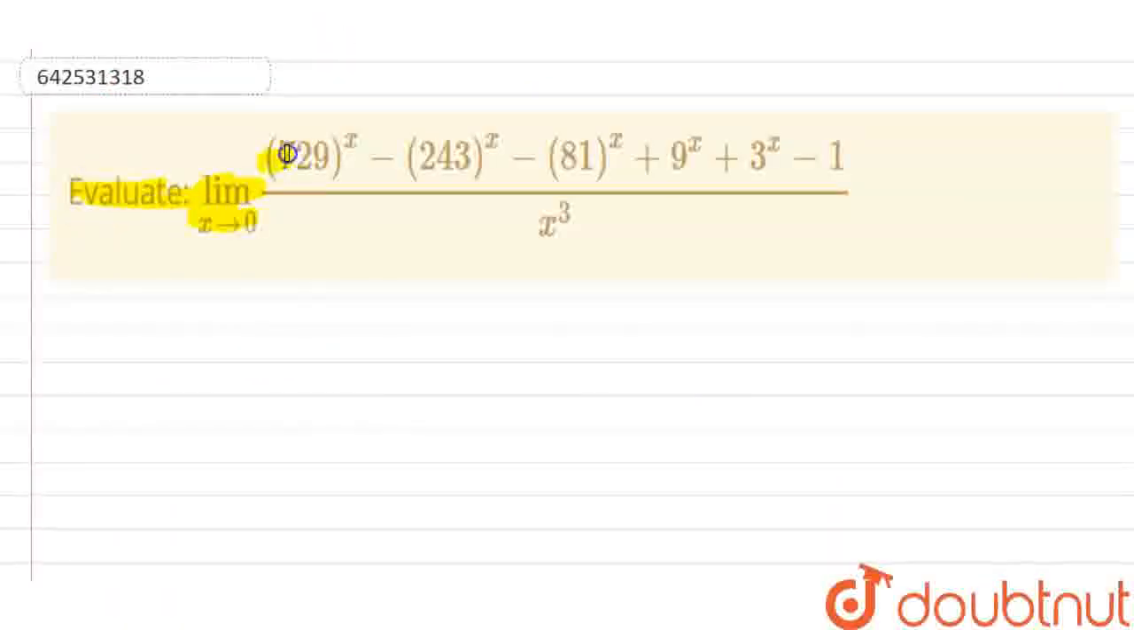The question is evaluate limit x tends to 0 of (729 raised to power x minus 243 raised to power x minus 81 raised to power x plus 9 raised to power x plus 3 raised to power x minus 1) divided by x raised to power cube.